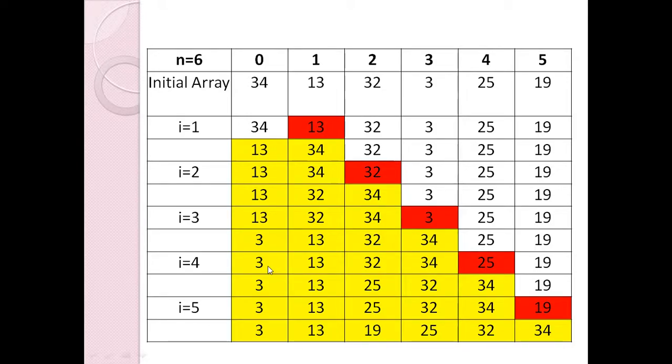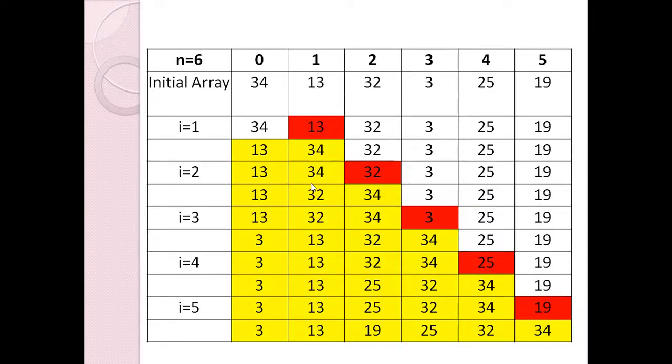This 3 is lesser than 25, this 13 is lesser than 25, this 32 is greater than 25. So this is the appropriate place. So 32 is shifted, 34 is shifted, and 25 is inserted here. So now this much array is sorted. And when i equals 5, this element is taken and its appropriate place, because this is smaller, this is greater, so this is the appropriate place. So all the elements after this are shifted right, and finally the array is sorted. So you see how the insertion sort works.